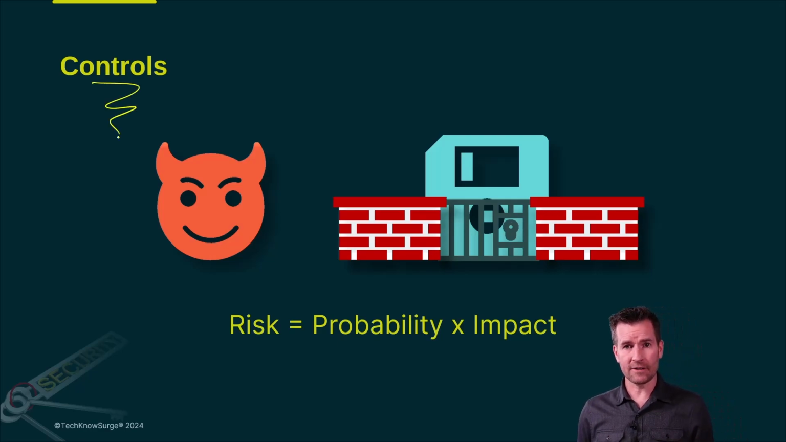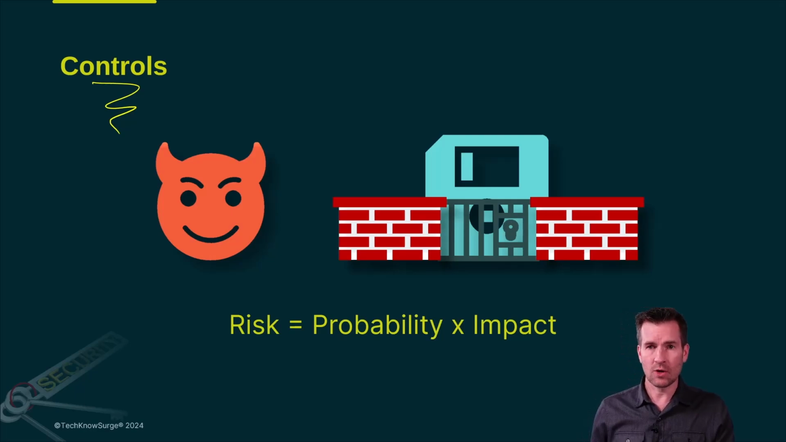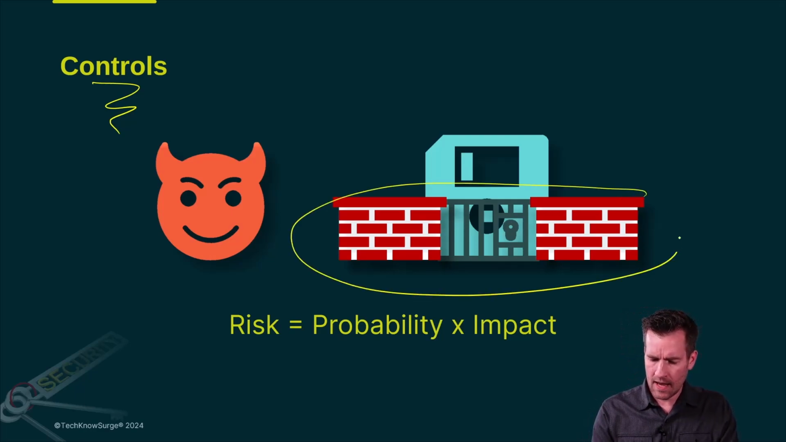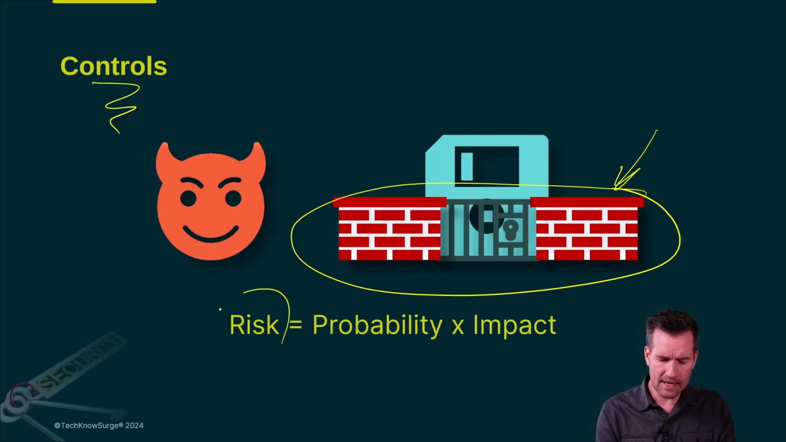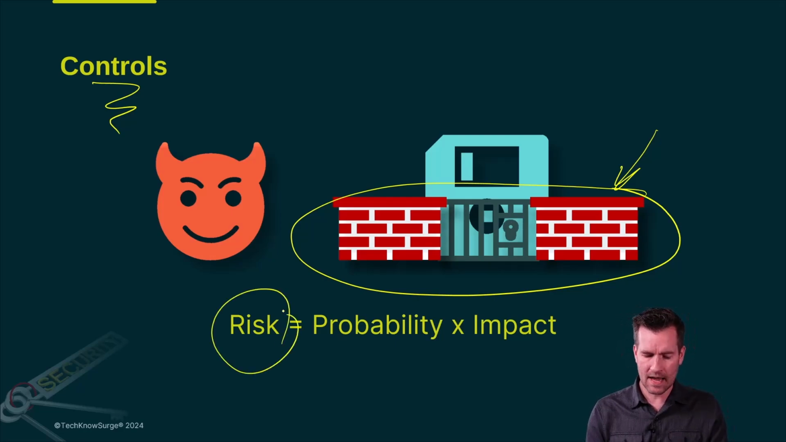Now, there are different definitions of what a control is, but in this case right here, we're going to use control as putting steps in place to mitigate risk. So in the example that I'm giving right here, the gate that I'm putting up here and the wall that I'm putting up there is a control that we're putting into place to mitigate this risk or reduce the risk by reducing the amount of probability here.